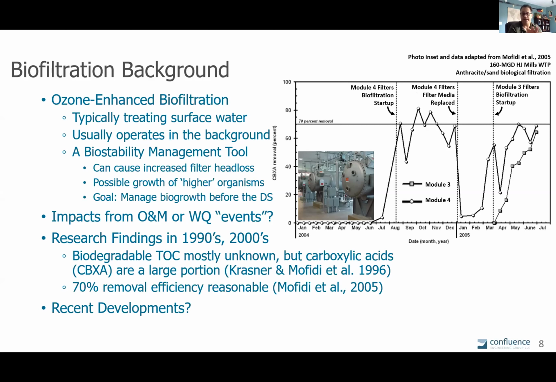Based on this past work, we did want to look at carboxylic acids. We did want to see if that horizontal line in the graph, which is showing about a 70% reduction of carboxylic acids through biofiltration, could be achieved at Harry Tracy. Is that normal? And go from there and see if there are other things we can use to monitor the filters.